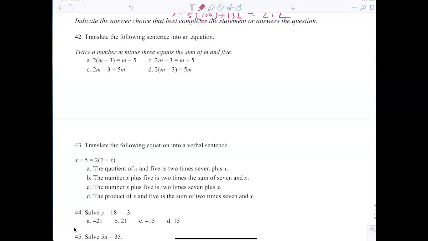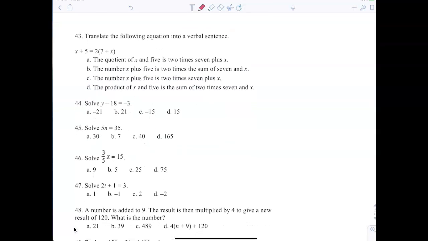Twice a number, m, minus 3. Well, it's not twice the difference, so it can't be A. Twice a number minus 3 equals the sum of m and 5. Sum means to do what? So it looked like B was correct. Everybody okay with that? All right.